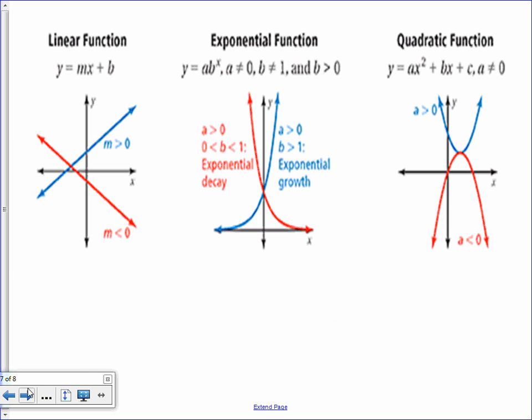Now this is just a brief summary. A linear function, the form of a line that it's going to take, if the values of m are greater than 0, if the values of m are less than 0. Quadratic function, what that looks like, and exponential and quadratic.